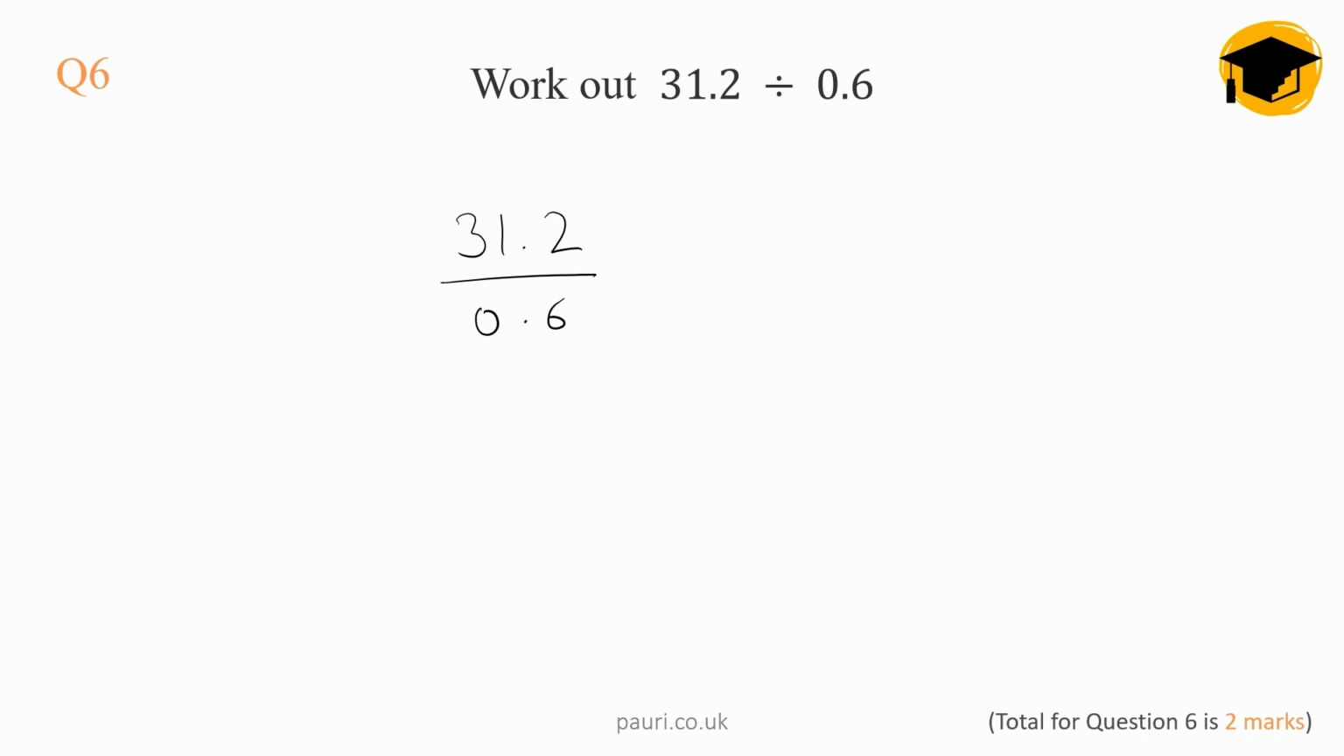Next question, 31.2 divided by 0.6. So this is what I mentioned previously, where we can times fractions by the same number as long as we multiply by the same number, top and bottom. 31.2 times 10, 312. 0.6 times 10 is 6. We can now do long division on that because that number is a lot easier to deal with than 31.2 and 0.6.